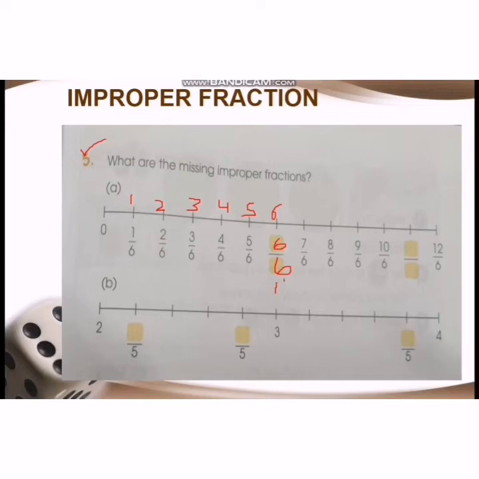Now I write 6 by 6. This is 1 whole. Now when I count further, the next fractions are 7 by 6, 8 by 6, 9 by 6, 10 by 6 and 11 by 6. 11 by 6 and 6 by 6, these both are examples of improper fractions. In 6 by 6, both numerator and denominator are same. And in 11 by 6, numerator is greater.